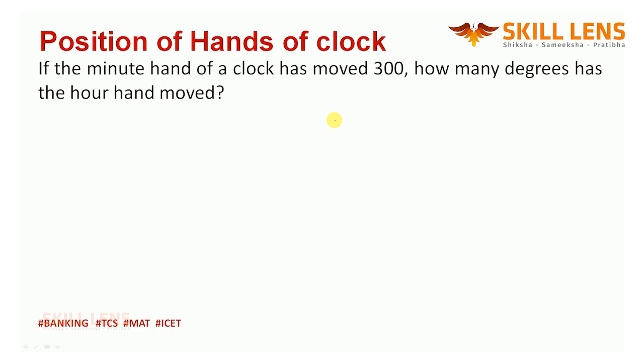Next question. If the minute hand of a clock moved 300 degrees, how many degrees has the hour hand moved? What is the speed of the hour hand? Half a degree in 1 minute. What is the speed of the minute hand? In 1 minute, the minute hand rotates 6 degrees. To travel 300 degrees, it will take 300 divided by 6, which is 50 minutes.